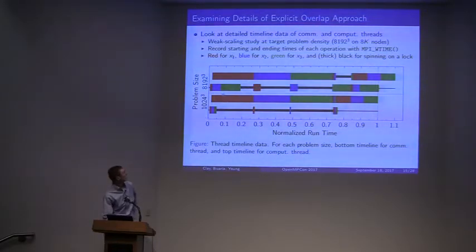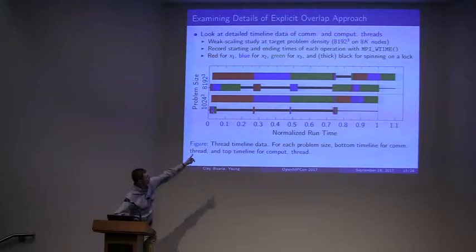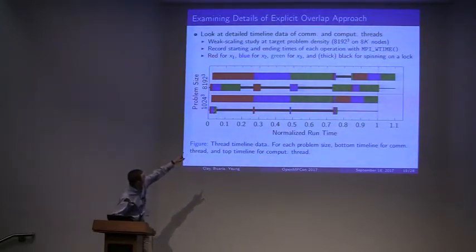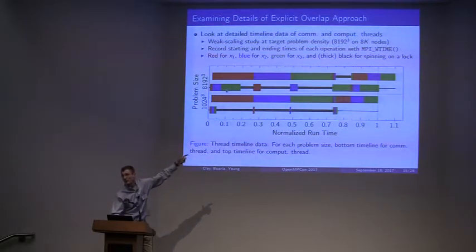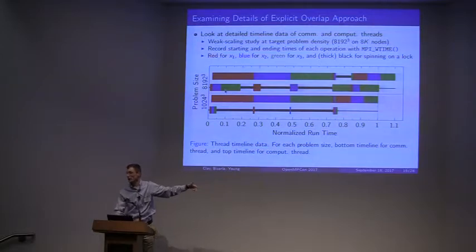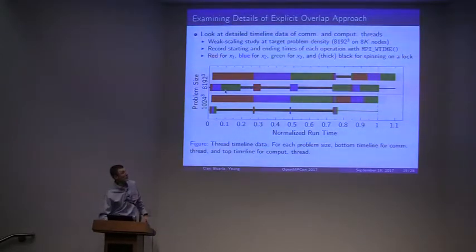So at 1024 cubed, this is a problem where scalability is not an issue for us. But at 8192 cubed on 8K nodes, scalability is more of a problem. What we're showing here is the time history, the timeline of the communication and computation threads, where you can see that at 8K nodes and 8192 cubed, the communication blocks are much wider, right? So communication is more expensive at 8K nodes. But how efficiently are we hiding that communication cost? Because that's where the improved scalability and efficiency comes from.